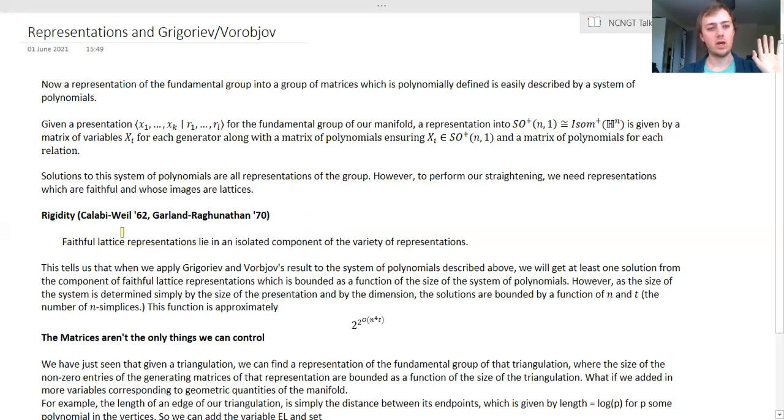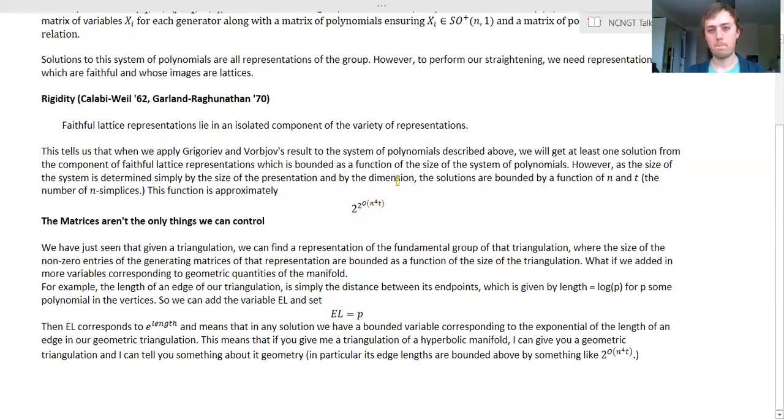Now, before I move on, I should say this is a tiny lie. This is true for closed 3-dimensional hyperbolic manifolds, and it's true for finite volume 4 and above dimensional manifolds. In the cusped 3-dimensional case, you have to require that your representations send parabolics to parabolics. That's possible. You can add it into the system of polynomials up here. I just didn't want to go into it because it's a real specific subcase.